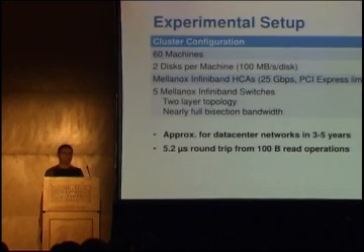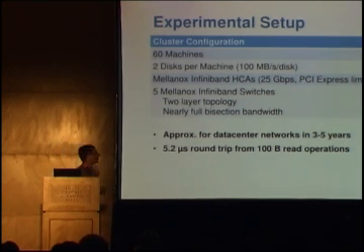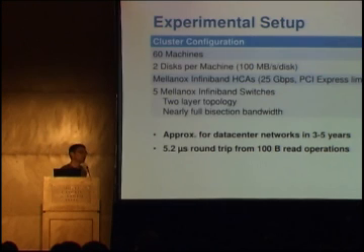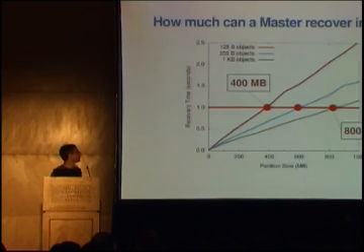So we have a small cluster with 60 machines that we run our experiments on. Each machine had 2 disks that deliver 100 megabytes per second. They're connected up with InfiniBand NICs that are limited by our PCI Express bandwidth to 25 gigabits per second. And then we connect it all together with InfiniBand switches and a 2-layer topology, providing us with very nearly full bisection bandwidth. And we're using this as an approximation for what we believe data center networks will provide in 3 to 5 years, particularly with respect to latencies.